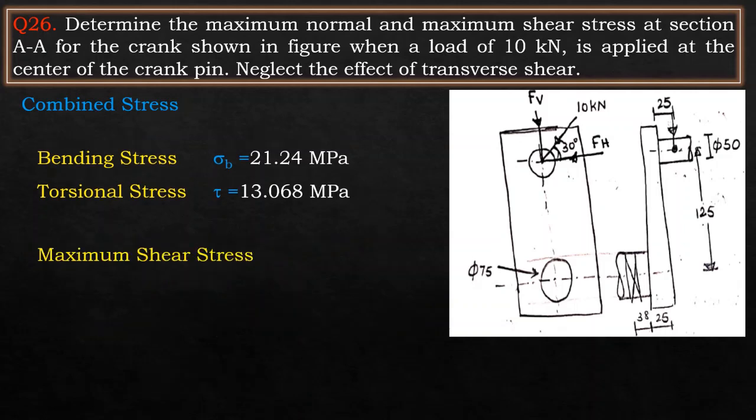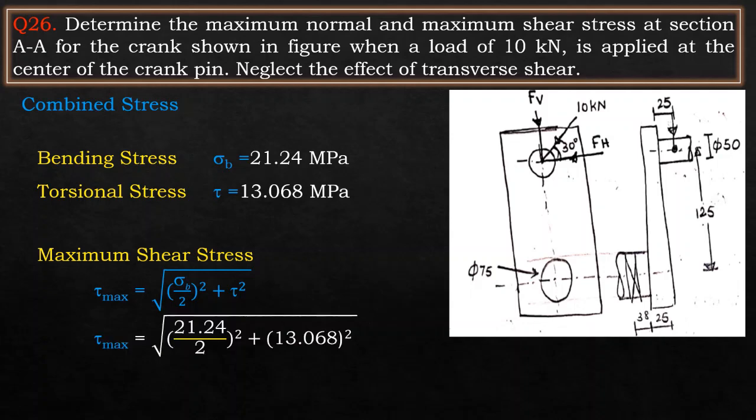The maximum shear stress can be determined by using the following equation. By substituting the values of sigma b and tau in this equation, we will be able to determine the maximum shear stress, whose value is 16.839 megapascals.